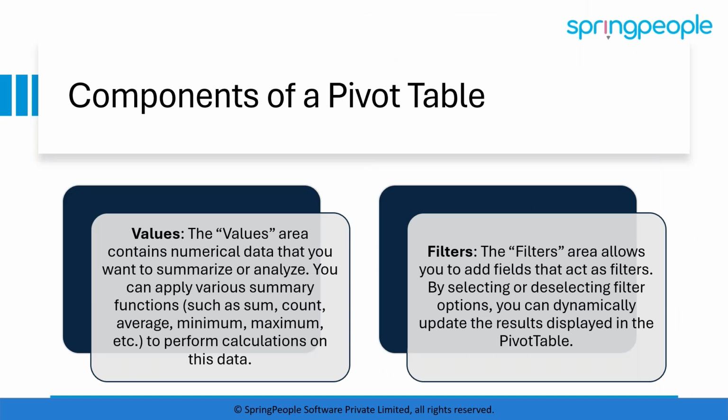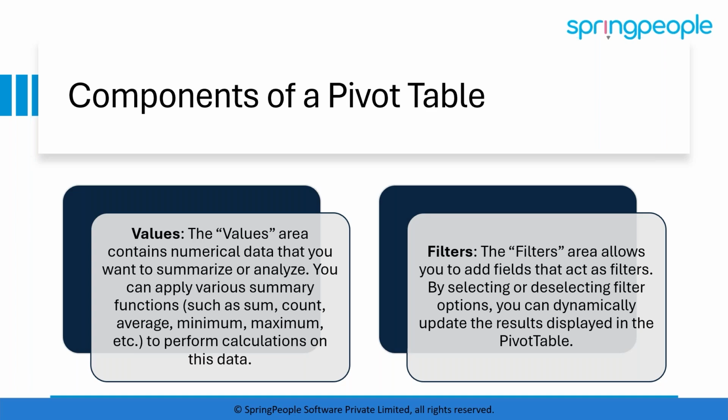Now values are what are going to be the numerical data that you would like to summarize or analyze or count or whatever. So that is the values part of your pivot table. Lastly, you have filters. Filters are used to filter the results that are there within your pivot table.